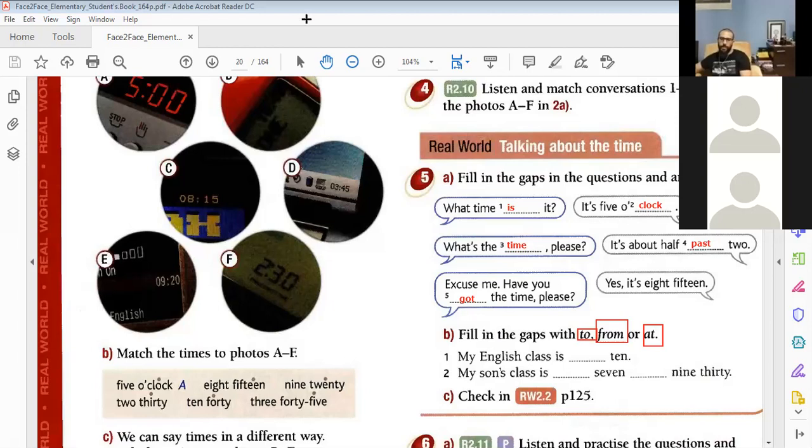My English class is at 10. Is at 10, okay. My son's class is 7 to 9:30. To 9, right? But what is the first word? From. Good. All right. Yes. Okay, now let's listen to this.